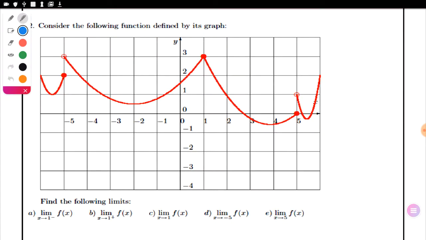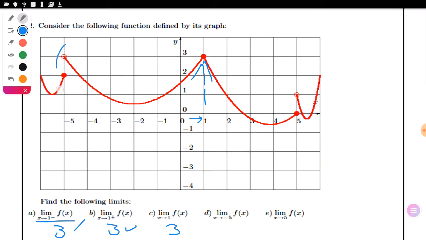For this one, I think it's so trivial. Limit when x approaches 1 from the left. Limit of f of x when x approaches 1 from the left will be 3, as you see. Go with the curve very close to 1, and take the value of y. From the right, in the same way, it will be 3. Since the behavior from the right is the same as the behavior from the left, the limit of f of x when x approaches 1 will be 3.